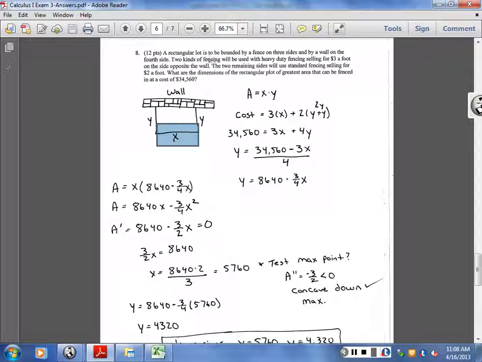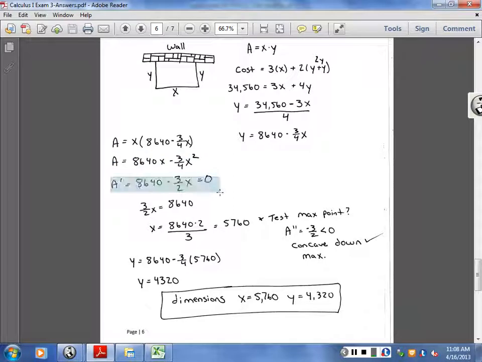The 2 remaining sides will use standard fencing. So the standard fencing costs $2 a foot. But there's 2 of them, y plus y, which is 2y. So it turns out I get this cost function, and I get this area function. So if I solve for y in the cost function, I can plug that in the area function for y, and I get a quadratic.